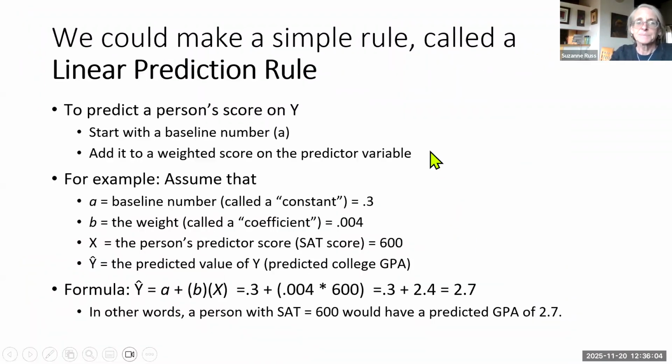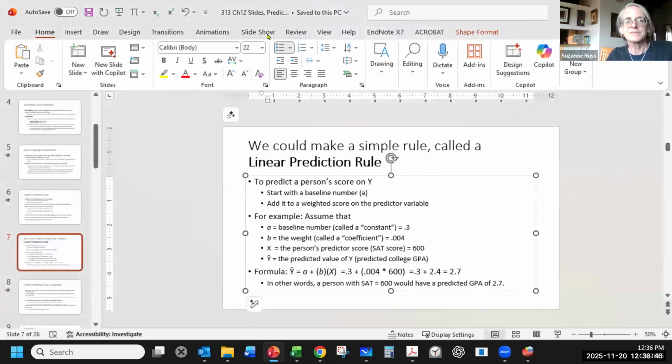So we start with that baseline number and we add it to the weighted score on the predictor variable. So we just take some weight and multiply it times whatever X was. In the case we just gave, we would be taking their SAT score and multiplying it times this weight and adding it to this baseline number. What we're going to calculate today are these baseline numbers and the weight. And so these are some of the language or symbols we'll be using. A corresponds with this baseline number. We call it a constant. And I'll talk to you about it a little more. But in this example, let's imagine that the constant is this 0.3.